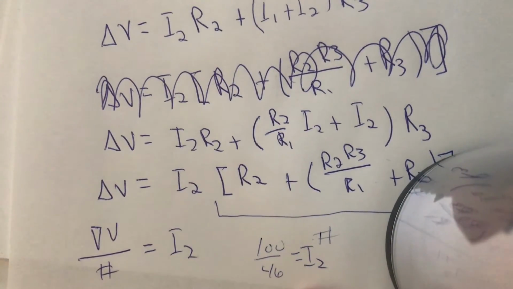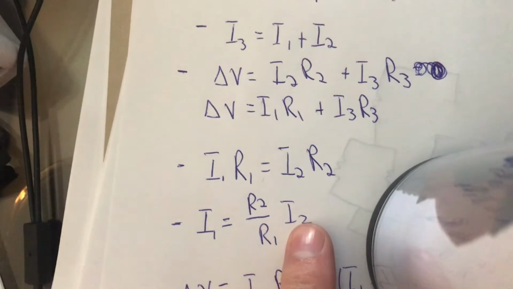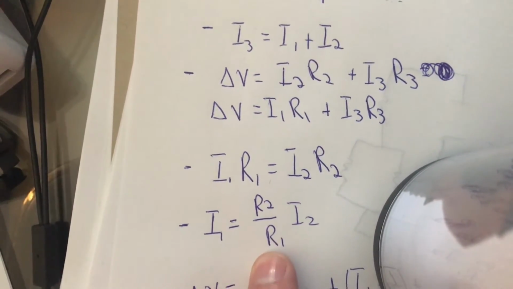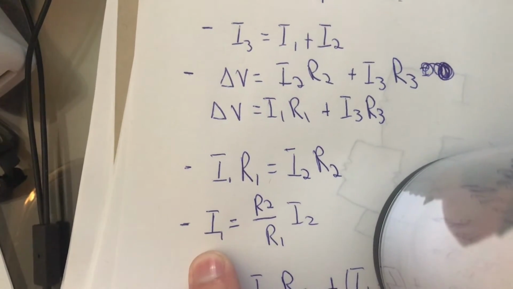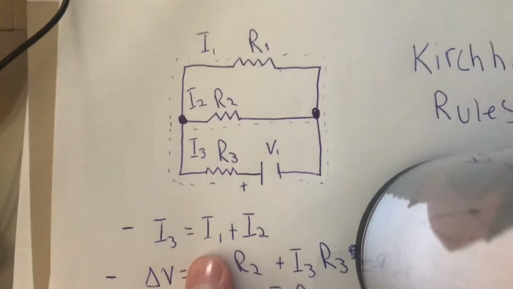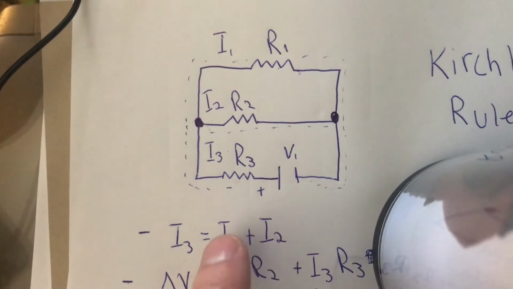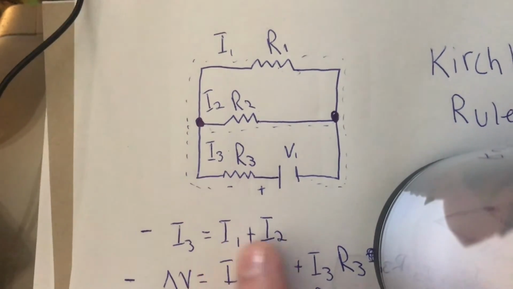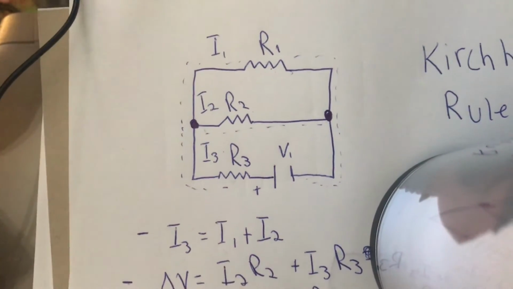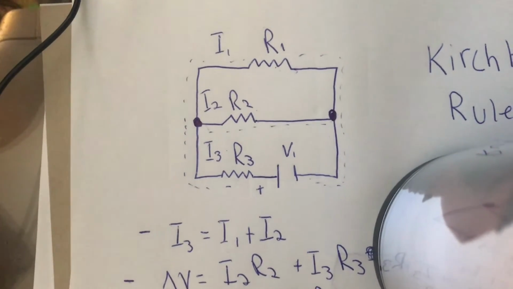Now once you get your I2, you can go back to this equation right here, plug your I2 in, you know your resistors, R2 and R1. Then you get I1. Once you get I1, you go back to this third equation right here, plug I1 in, you already knew I2, plug I2 in, then you get I3. So now you basically solved the problem.